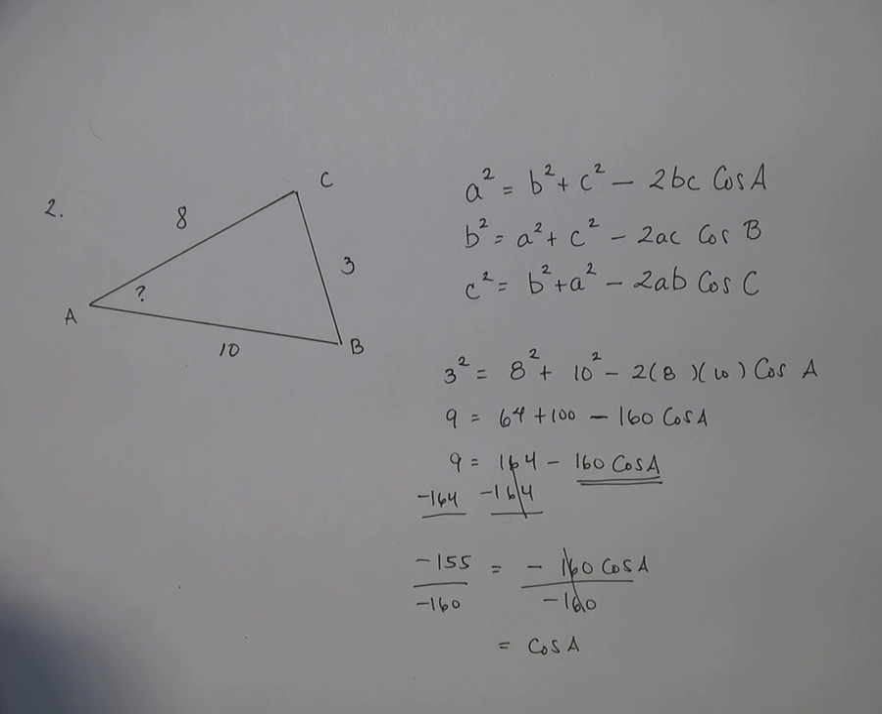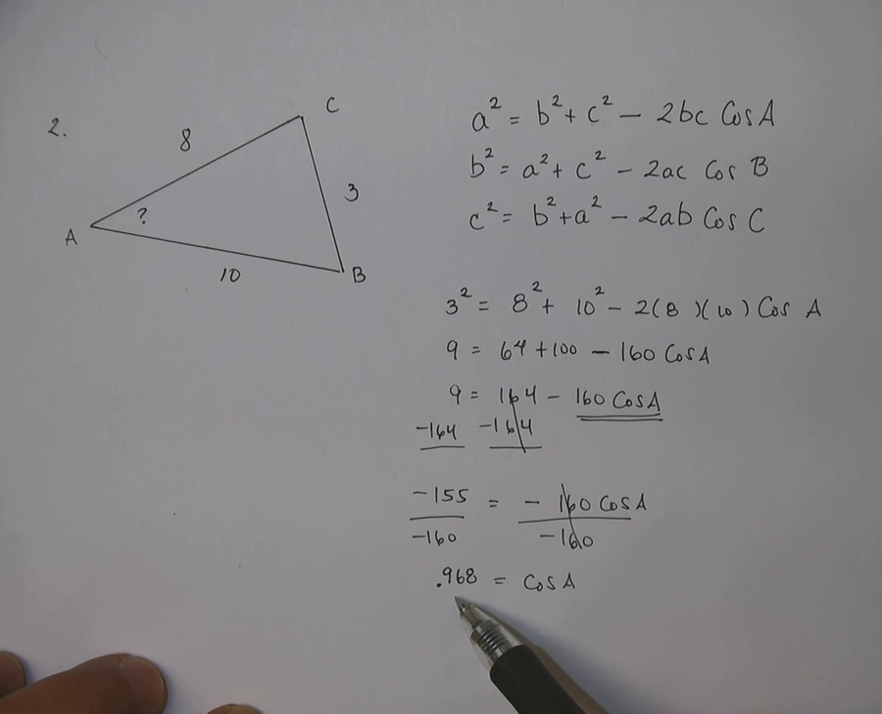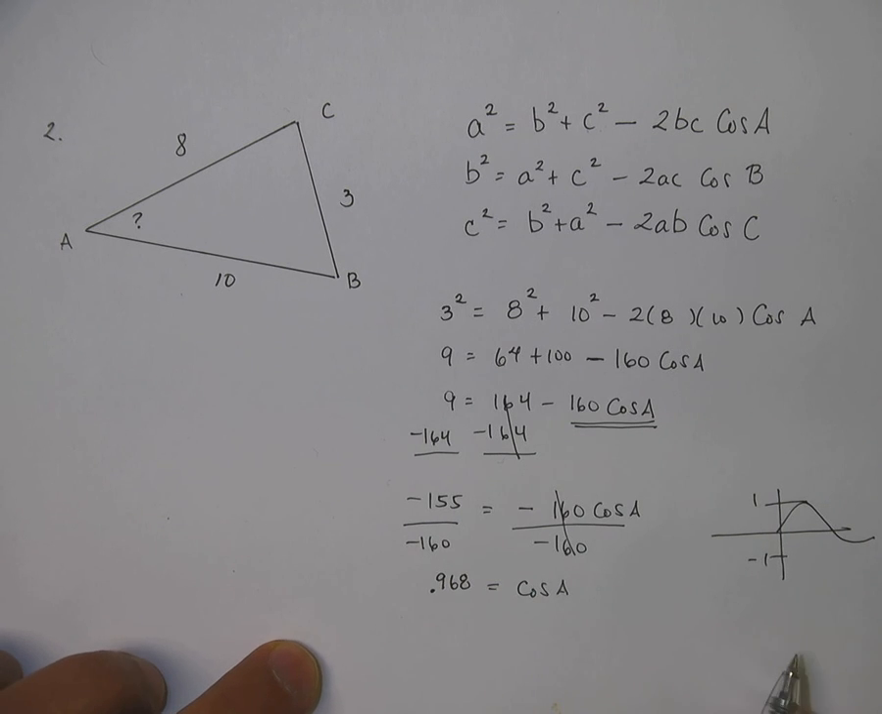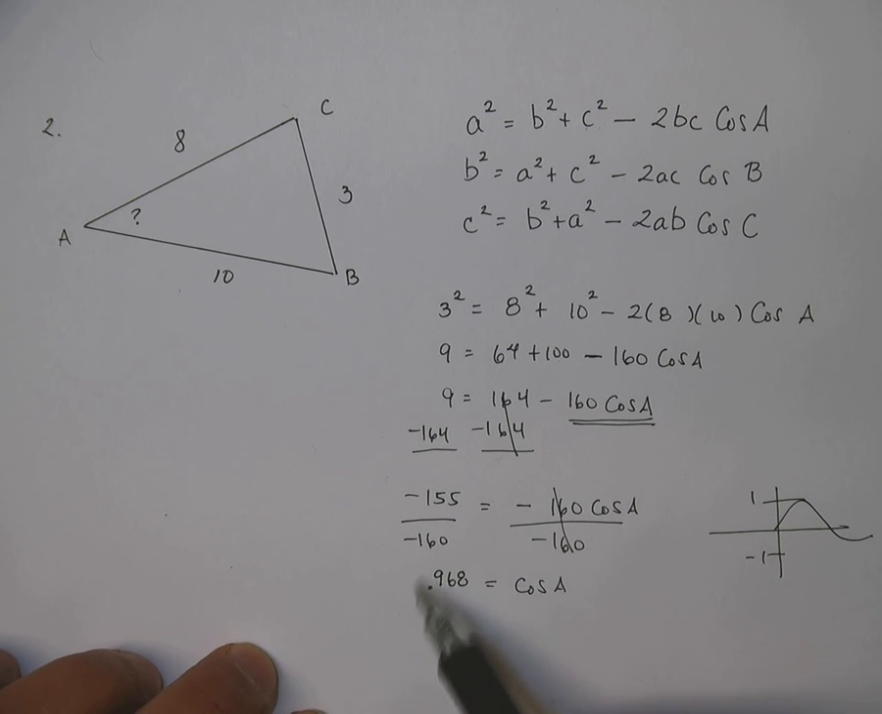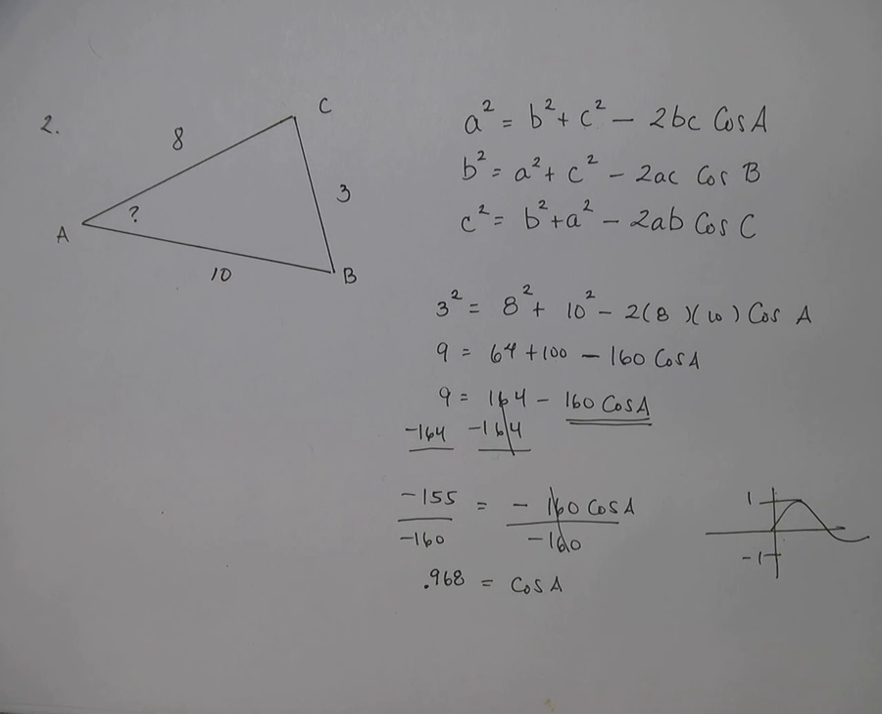Now, what's 155 divided by 160? That is 0.968. Now, guys, remember, cosine and sine only go up to positive 1. The amplitude only goes up to 1 and down to negative 1. So any of these decimals have to be between that range. If it's above or below, you're not going to be able to get an answer. So 0.9 tells me I'm right about where I want to be, and it's going to be correct.